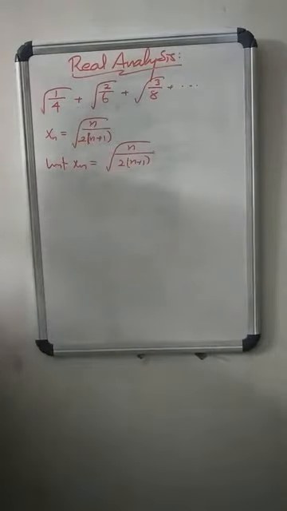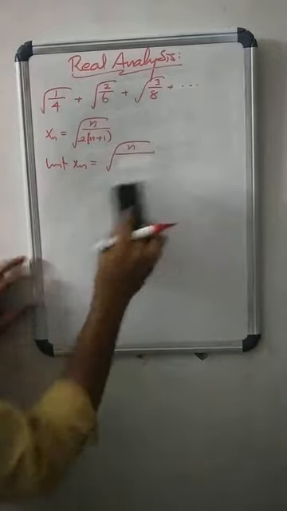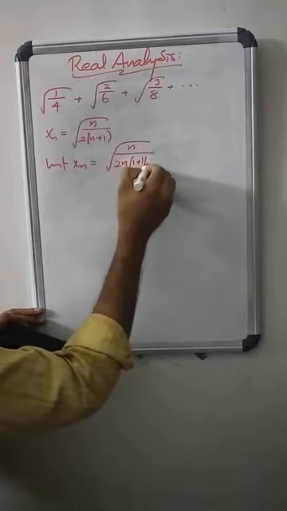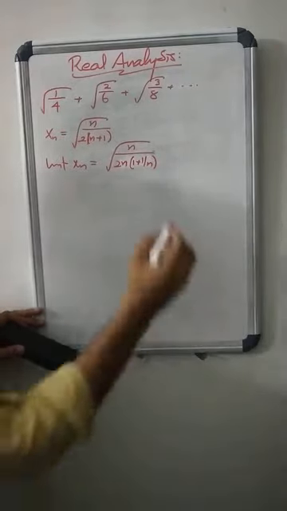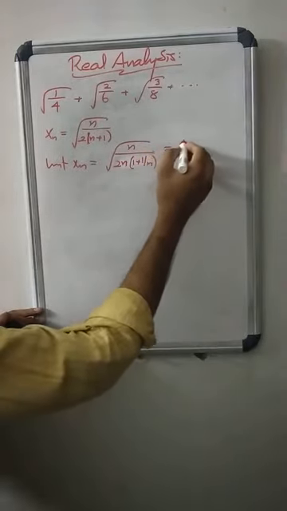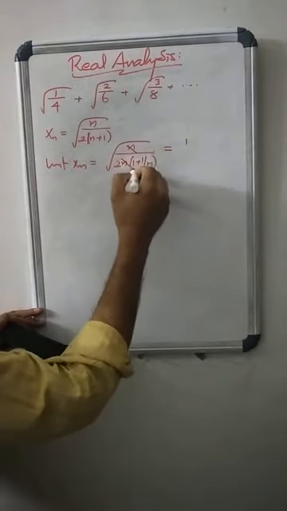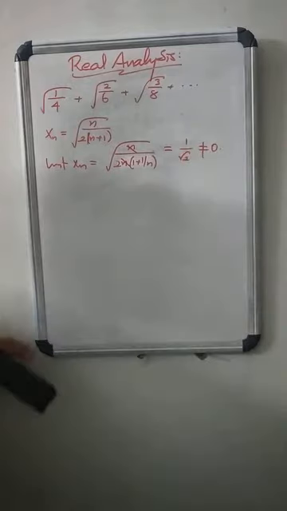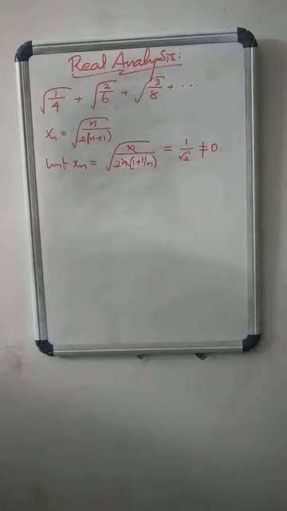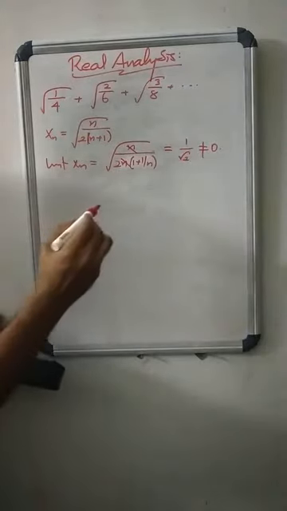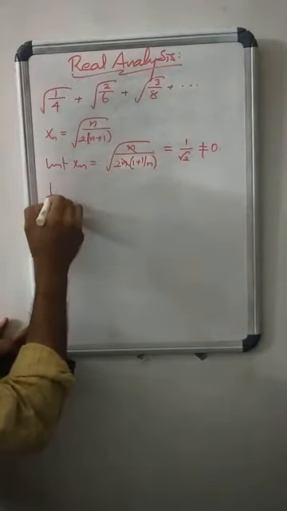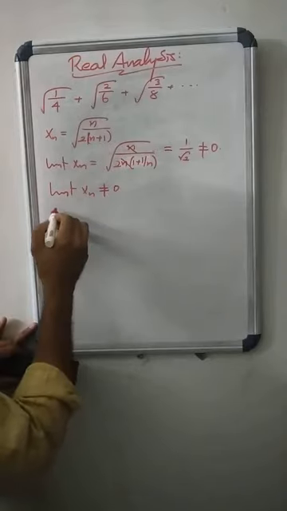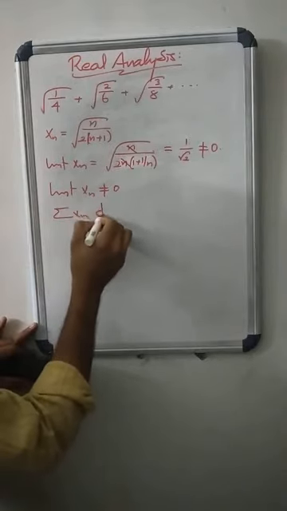That can be rearranged as n by 2n into 1 plus 1 by n. So when n tends to infinity, n and n cancel each other. So it is 1 by root 2, which is strictly different from 0. So limit xn equals 1 by root 2 differs from 0, which means limit xn differs from 0. So by nth term test, sigma xn diverges.